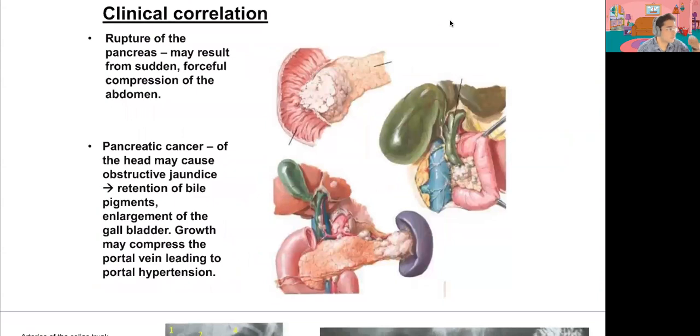Clinical correlates, right? Rupture of the pancreas, bad, really bad. You can also have pancreatic cancer, right? And that's something you guys are going to cover in T4, so don't even trip about it. It's mostly dealing with rupture of the pancreas and what it's going to present with, which is elevated pancreatic amylase and lipases.